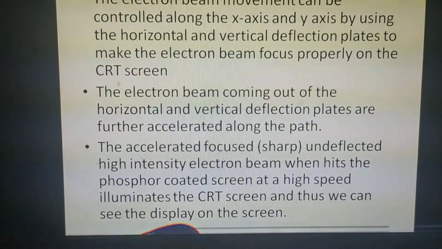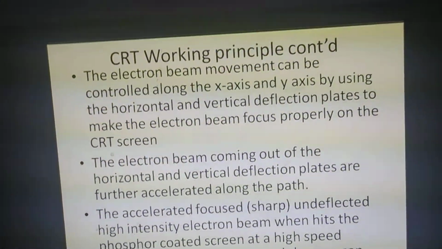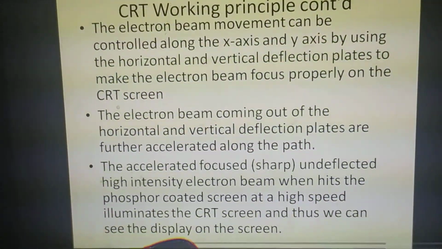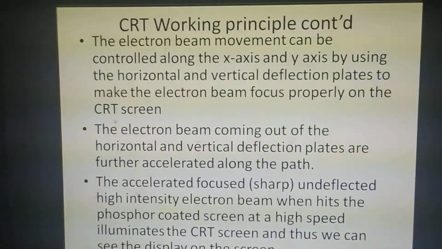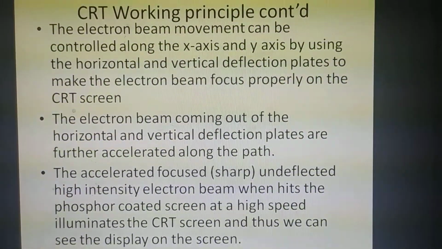This is a 10 marks question, so we can properly prepare on this. This keyboard question and the CRT question, one of them is compulsory to appear in the question paper. So prepare this topic well.